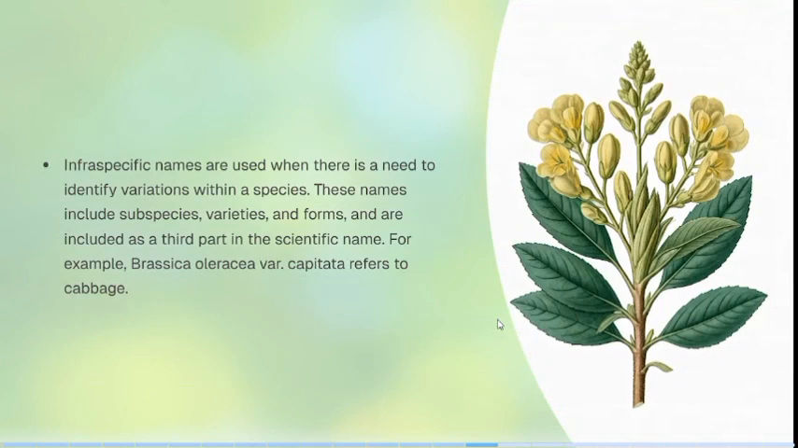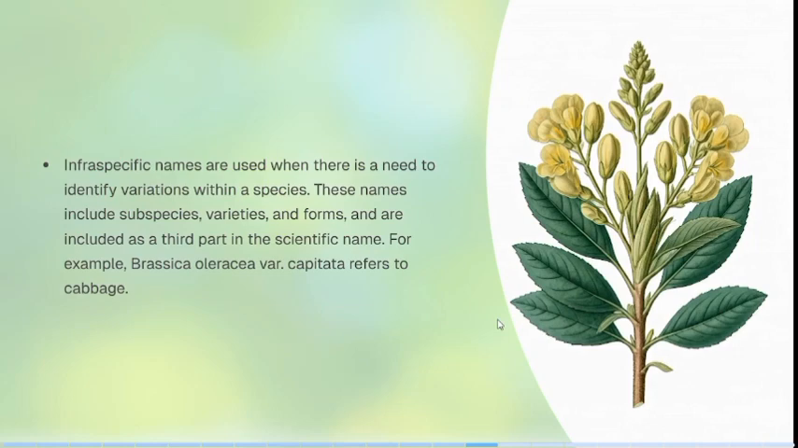Infraspecific names are used when there is a need for identifying variation within species. So when you have a particular species, and this species also has different types. We said we name in binomial nomenclature based on genus and species. So when there is also a difference between organisms within a species, we use infraspecific naming to distinguish these organisms. These names include subspecies, varieties, and forms, and they include the third part of the scientific name of organisms.